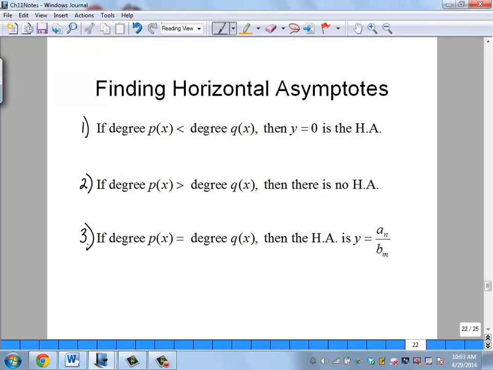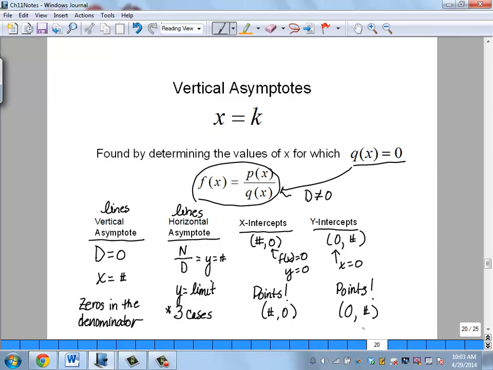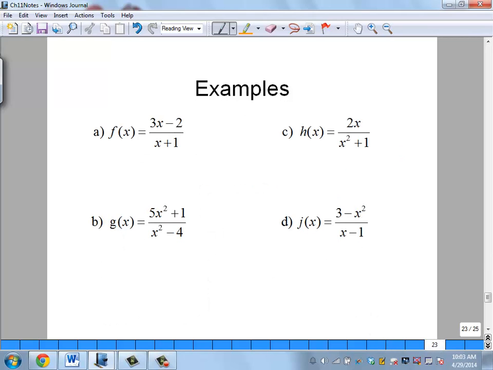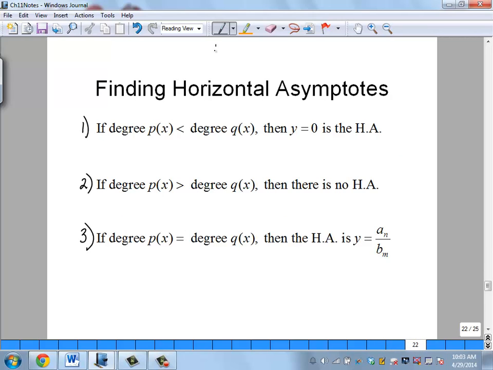Okay? So one of them is, before, let's kind of look at how we had this function set up. We had p of x over q of x. So here's my rational function, okay? If the degree in the numerator is less than the degree in the denominator, so if I had something like 3x over 4x squared, see how the power, when they say degree, they're talking the power, see how the power is smaller on the top? When it's like that, I know my horizontal asymptote is y equals 0.